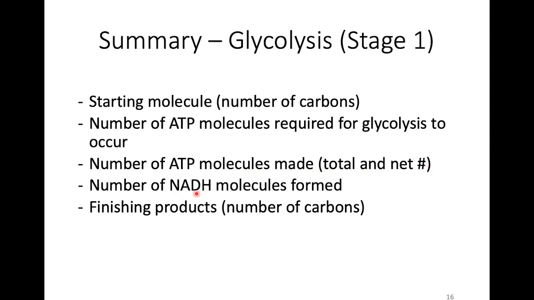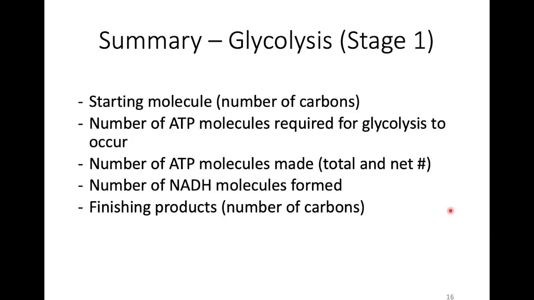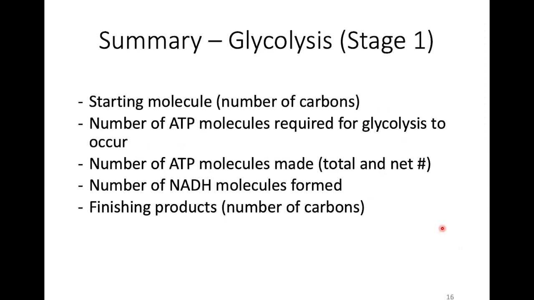How many NADH molecules did we form? 2. And then what is the finishing product? What was that final end molecule? That was the pyruvate with 3 carbons each. So you can see we've maintained the number of carbons in this case. All right, we've gone from a 6-carbon glucose to 2 3-carbon pyruvates, yielding 2 ATP and 2 NADH.